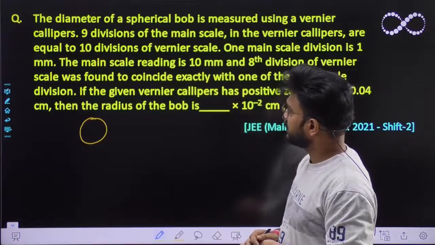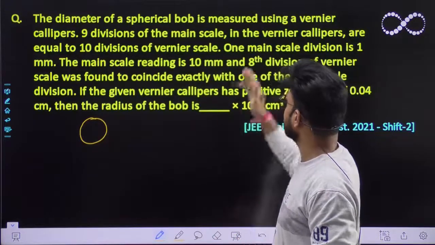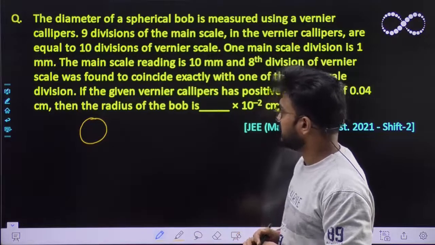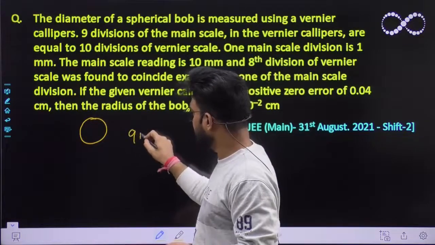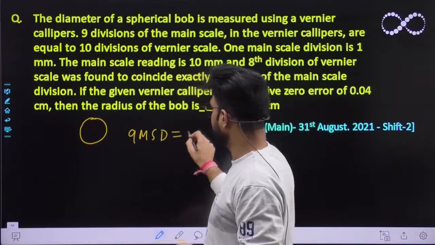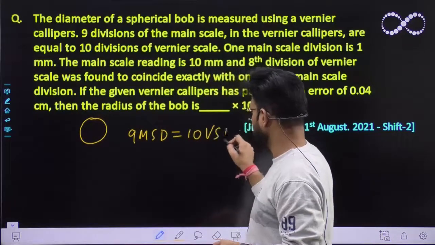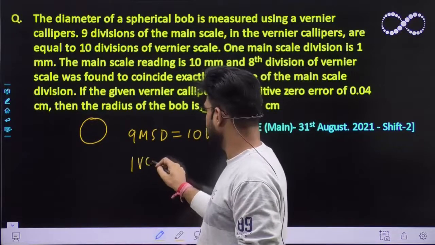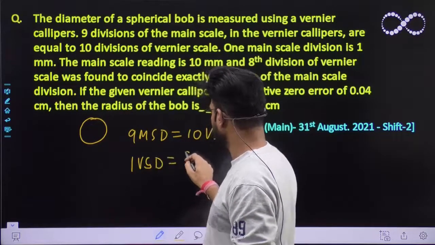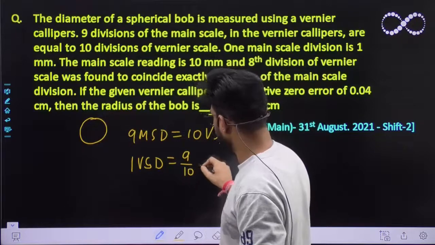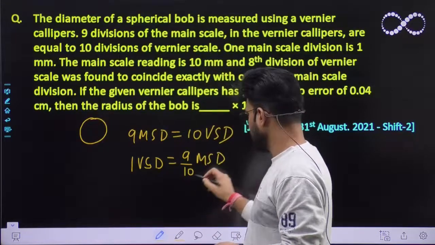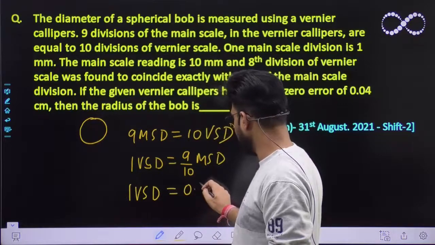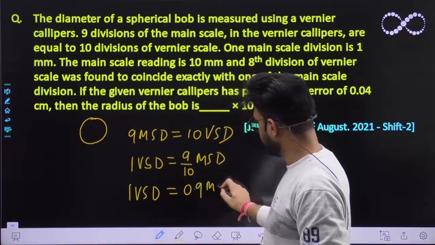It says 9 divisions of the main scale in the vernier caliper are equal to 10 divisions of the vernier scale. So that means 9 main scale divisions are equivalent to 10 vernier scale divisions. So 1 vernier scale division is equivalent to 9 by 10 times my main scale division, which is nothing but 0.9 times of a main scale division.